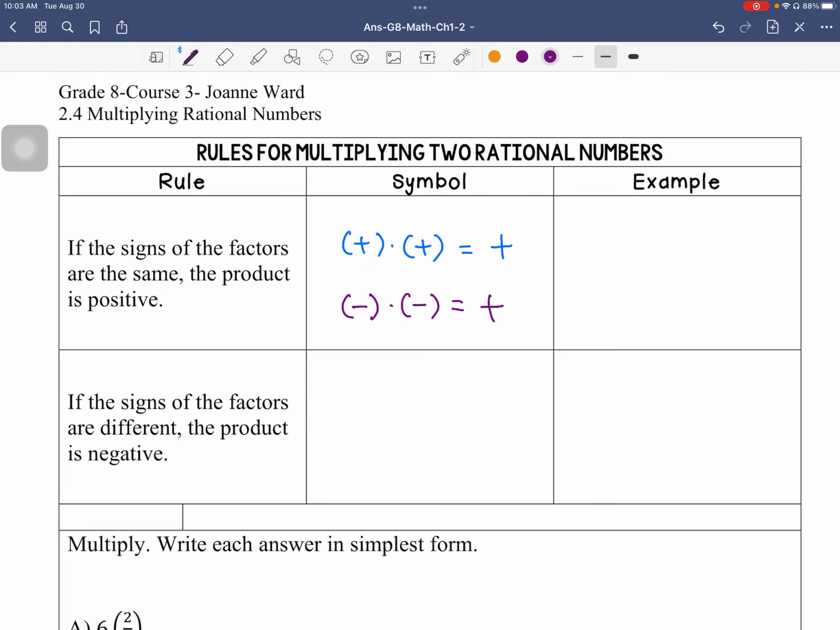So for example, if I have positive 2 times positive 3, then I have positive 6. Again, if I have negative 2 times negative 3, because the signs are the same, I will still end up having positive 6.